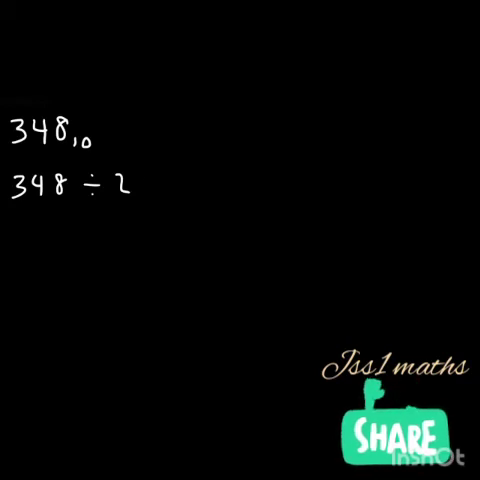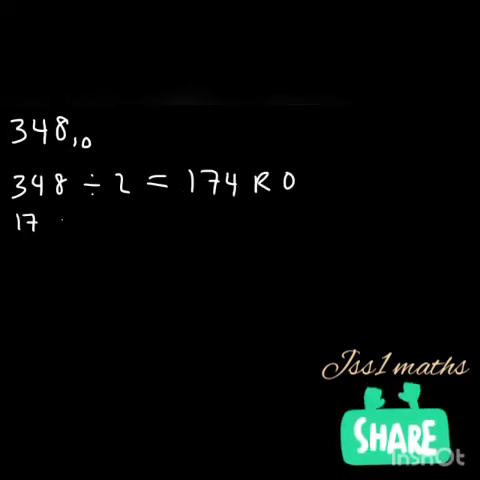So if you type that in, you'll get exactly 174. So it's 174, remainder 0. Next, take 174 and then divide that by 2. So that's exactly 87. So it's 87, remainder 0.